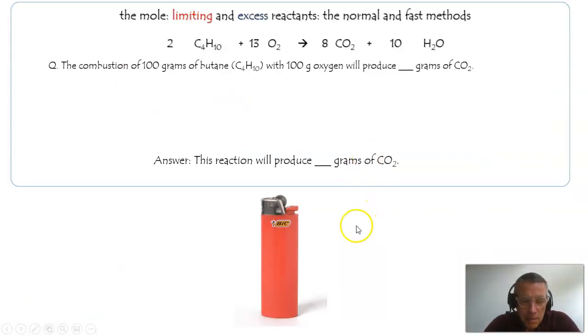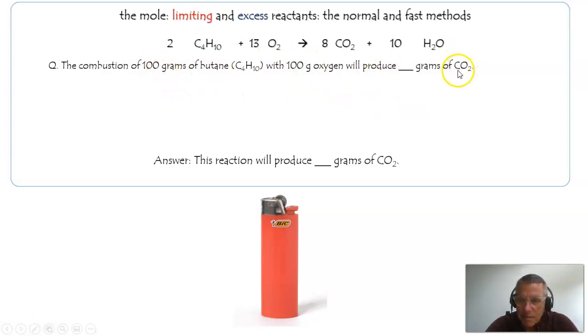Limiting reactants is what happens out in the world when you randomly mix things but not in the correct stoichiometric proportions. For example, when you click right there on a Bic lighter, you're going to mix some of that butane that's in there with some of the oxygen in the air. But let's imagine that we don't have the right amounts. Let's imagine that you've got 100 grams of butane and 100 grams of oxygen. That's not the exact amounts you need.